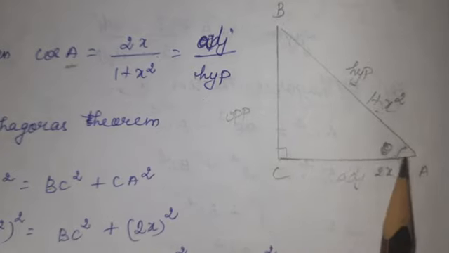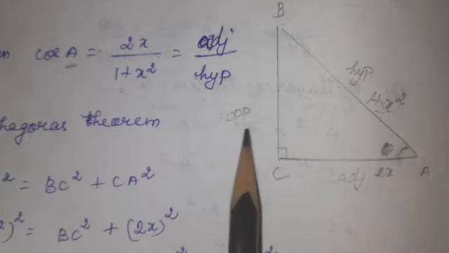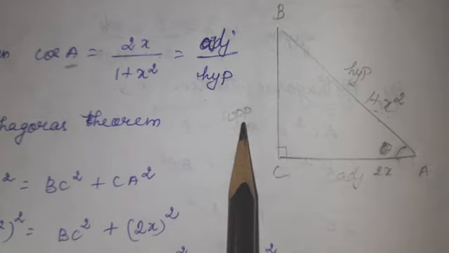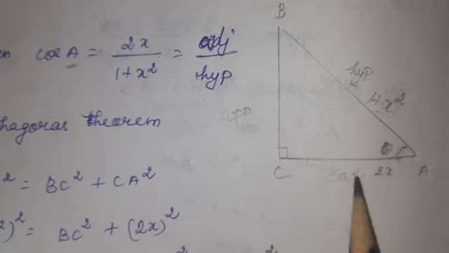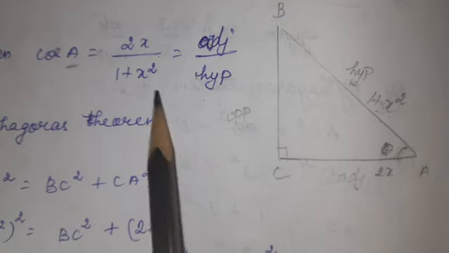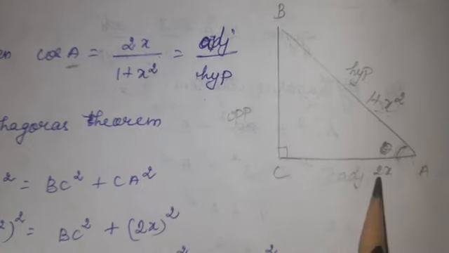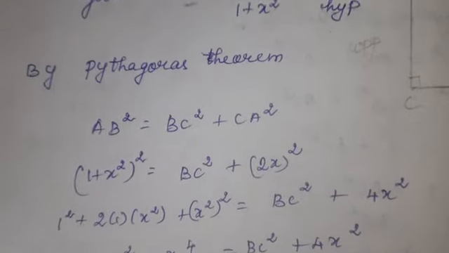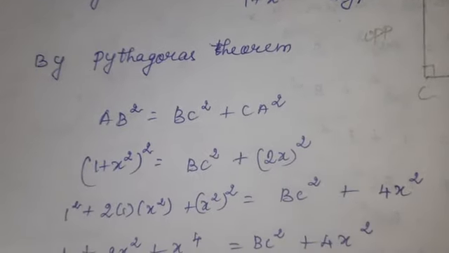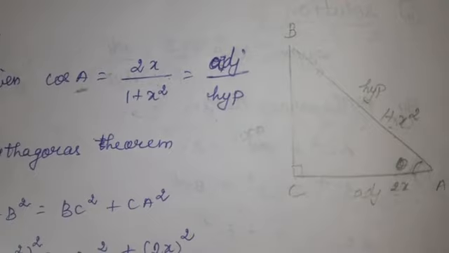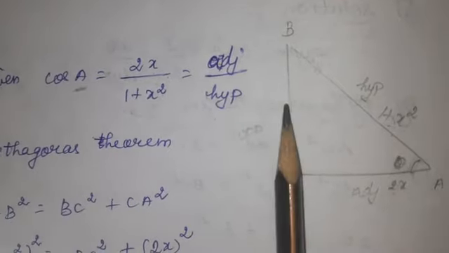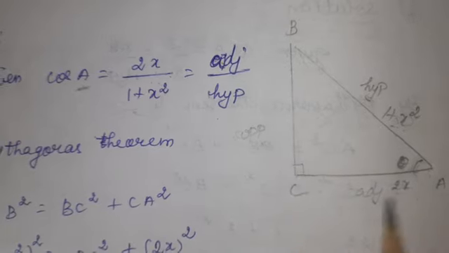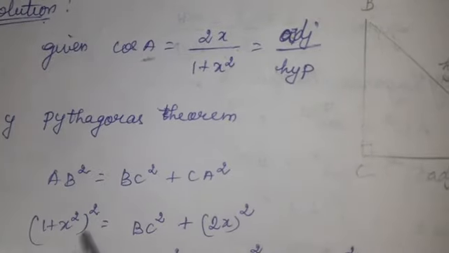The opposite side is the side opposite to where the angle is formed. We don't know that, that is what we are going to find, so here I have written opposite. Then adjacent is this one, AC is adjacent. The adjacent is given in the question, that is 2x. By using Pythagoras theorem, we are going to find the opposite side. What is the Pythagoras theorem concept? The longest side square, that is AB square, is equal to BC square plus CA square.